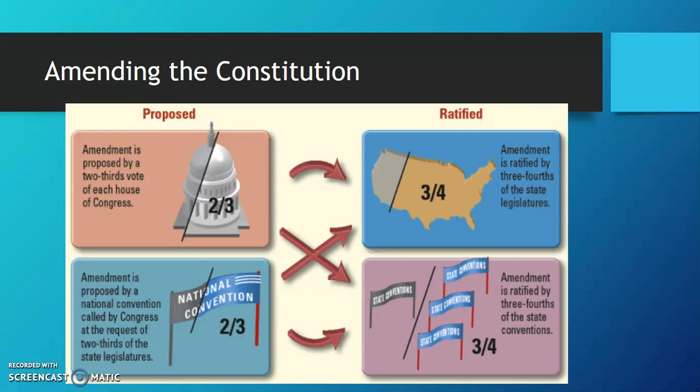Here's a graphic that's going to help you out a little better in understanding this. So an amendment can be proposed one of two ways. It can be proposed by 2/3 of a vote in each House of Congress, so the House of Representatives and the Senate. It can also be proposed by a national convention, which has to be called by Congress at the request of 2/3 of state legislatures. So remember, this one at the bottom has never occurred. This one has occurred 26 times.